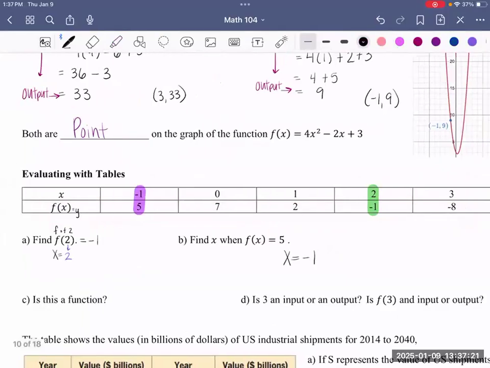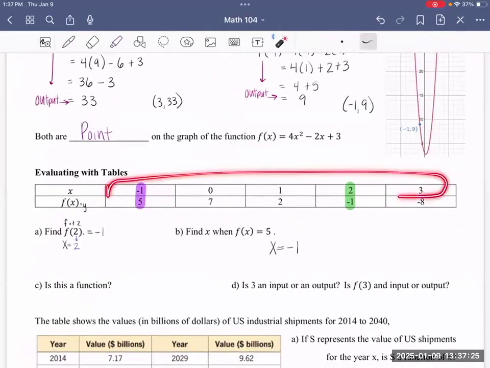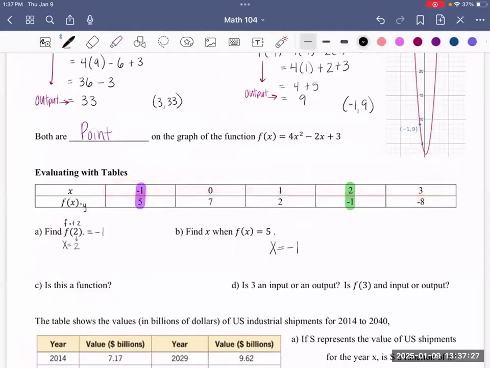Now, is this a function? So at any point in time, do you see x's repeating? No, thankfully it does not repeat. Therefore, yes, it is a function. The reason why we don't want it to repeat is that we want one value to say that this is going to occur. So next time I put in a 2, I don't want it to go to -1 and -8. I only want it to go to one of them. So I know that this value is our solution.